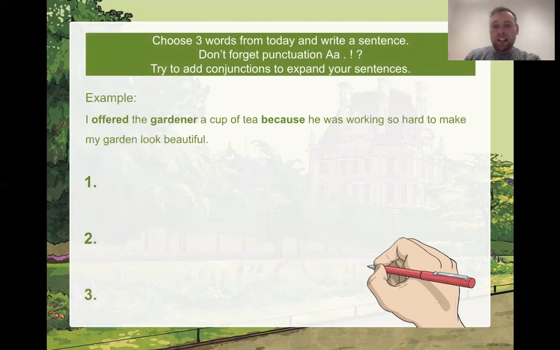When you've done that, I would like you to choose 3 words from today, and I would like you to write me a sentence. Don't forget your punctuation and try to add your conjunctions. So check out my example. I offered the gardener a cup of tea because he was working so hard to make my garden look beautiful. Because is my conjunction. Offered and gardener are my words from today. 3 good sentences.